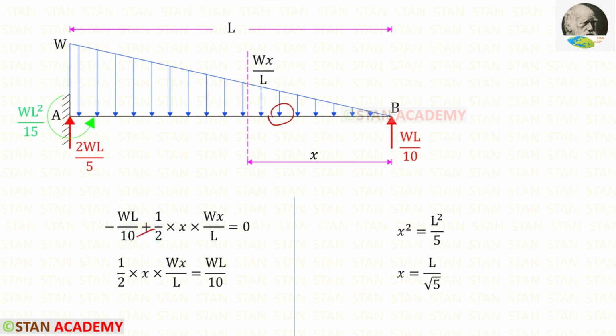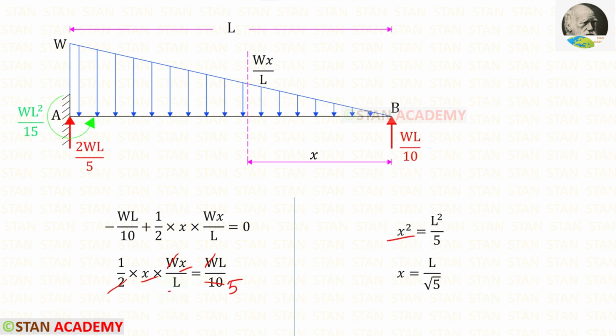For the UVL, the shear force is the area. For this triangle, the area is half into x into Wx upon L. We can take this term on the right side, so it will come as positive. We can eliminate W and this W. We can eliminate this 2, so that here it will be 5. X into x, it will be x square.